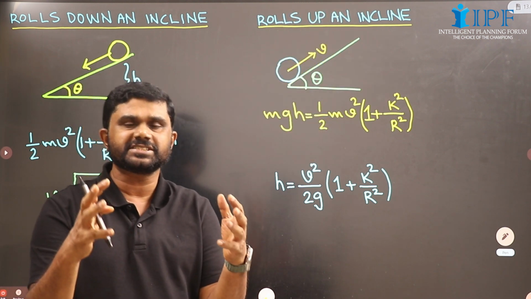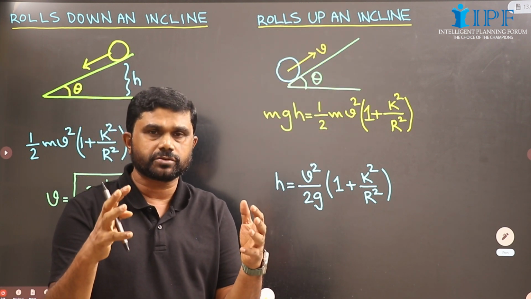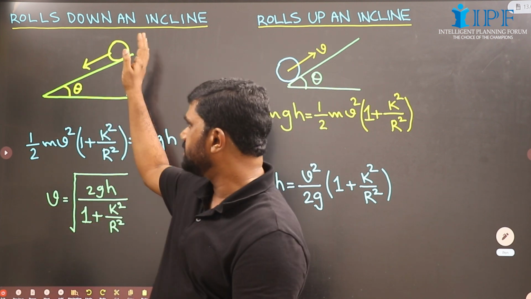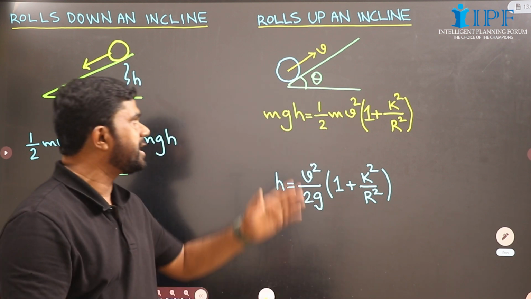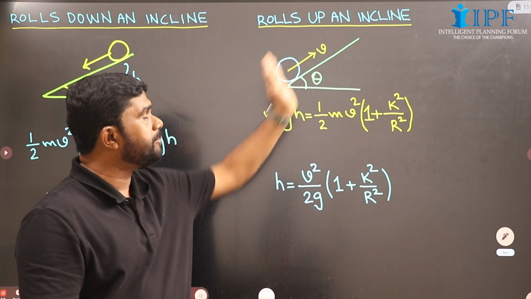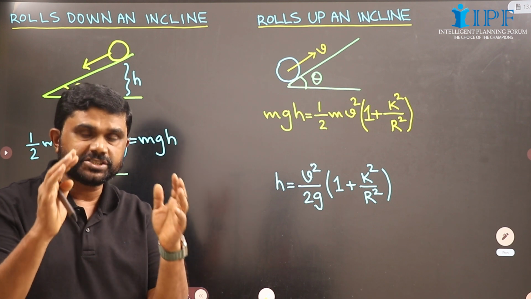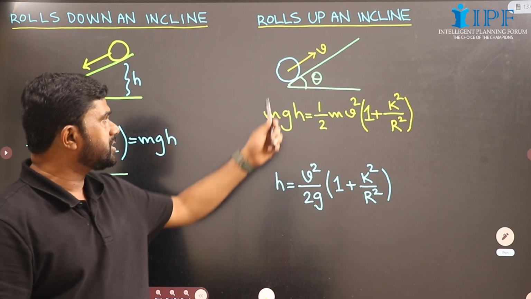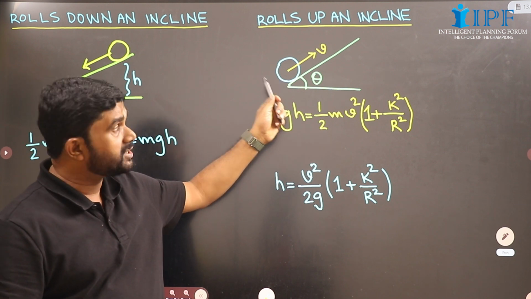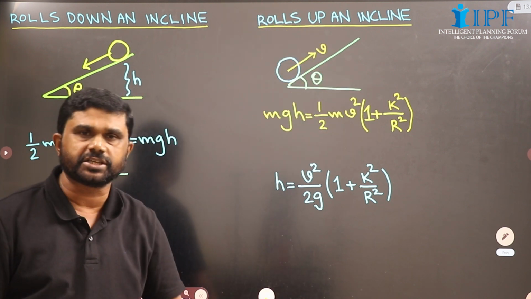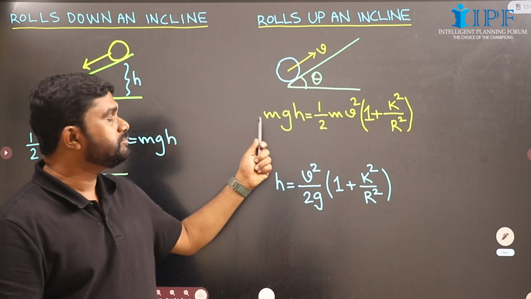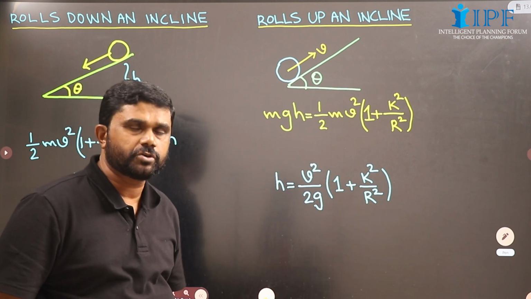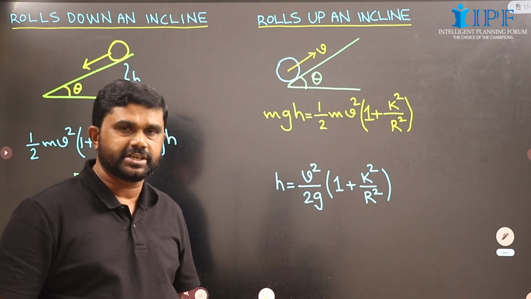So the acceleration g sin theta divided by 1 plus k square by r square, as it rolls down, the same will be the retardation here. Okay, when it rolls up the incline, retardation will be g sin theta divided by 1 plus k square by r square. And the total kinetic energy at the bottom will be converted as gravitational potential energy at the top. Okay, so mgh, potential energy at the top, equal to half mv square into 1 plus k square by r square, that is the total kinetic energy at the bottom.